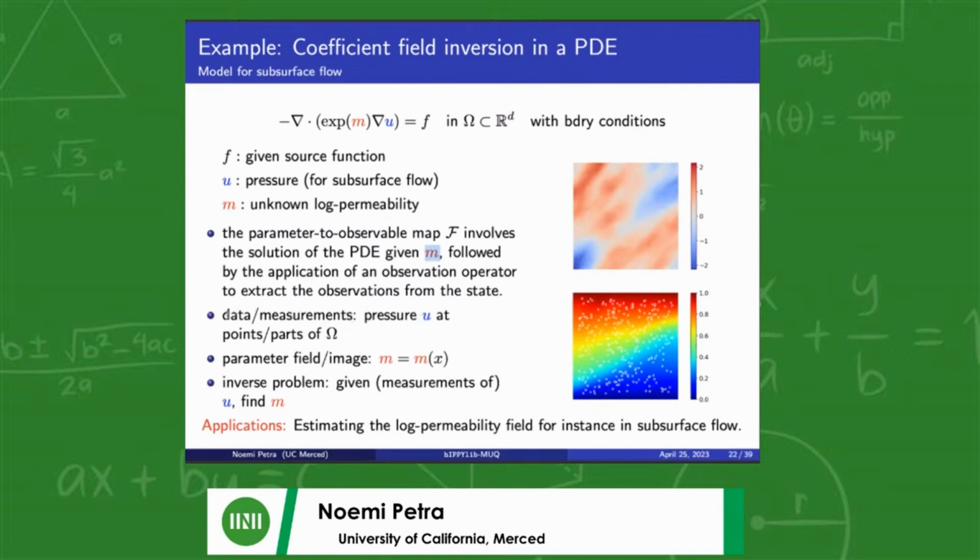And the data or measurements, this is, as I said, the solution u at some point. And then what else? So really, the inverse problem is: given measurements of the pressure at some locations, find the coefficient or the log permeability for this PDE.